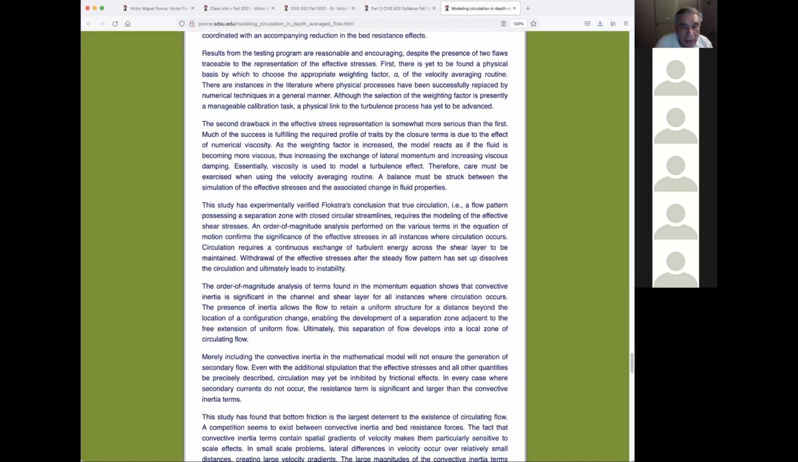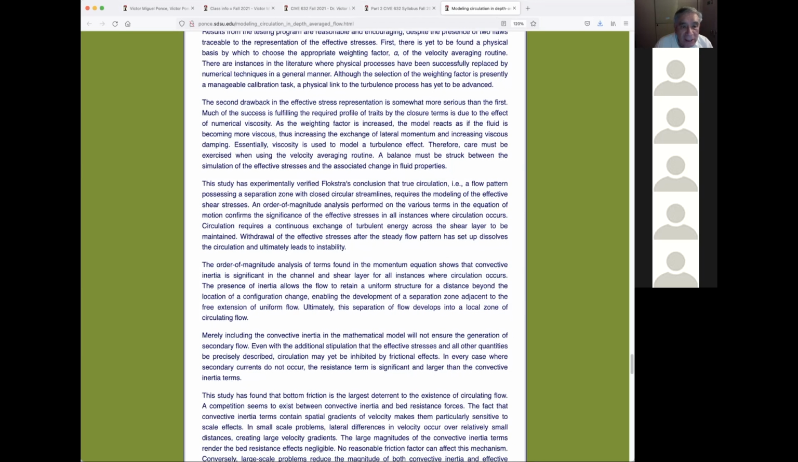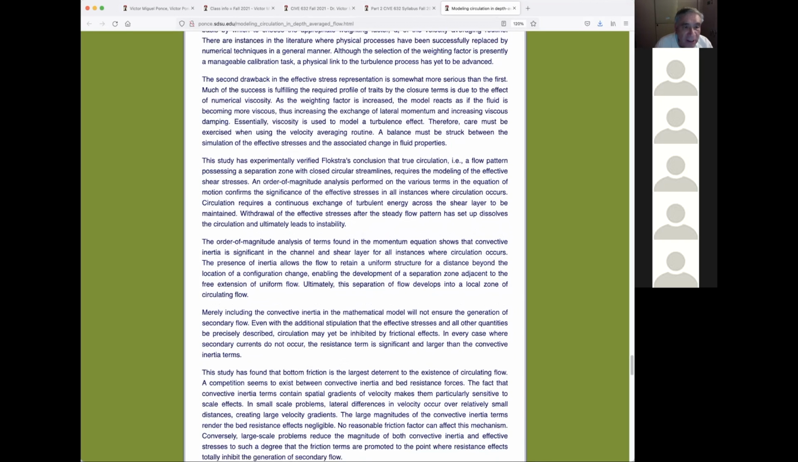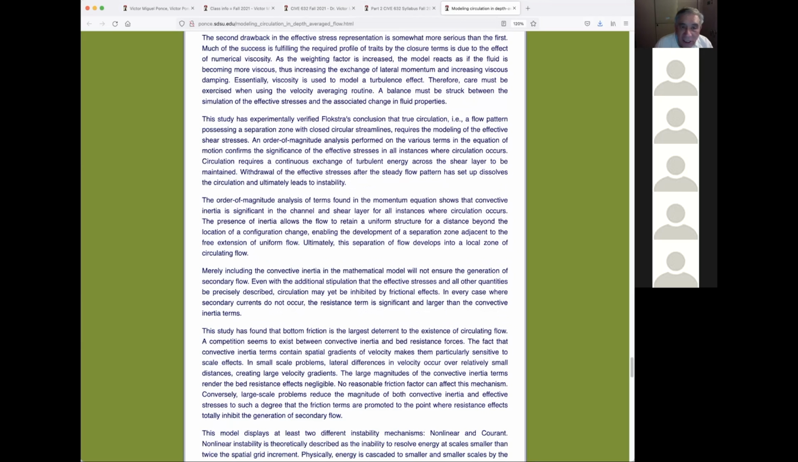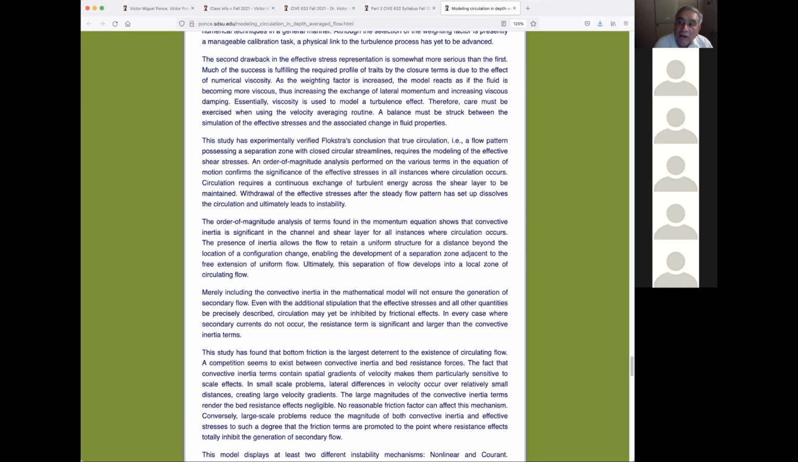The second drawback is the weighting factor. As the weighting factor is increased, the model reacts as if the fluid is becoming more viscous. As you can see, more viscous, more diffusivity, okay? Increasing the exchange of lateral momentum and increasing viscous damping. That's what I said already, viscous damping. So basically, one should not abuse the weighting factor. We already know that. The weighting factor is there to help us, but don't abuse it.